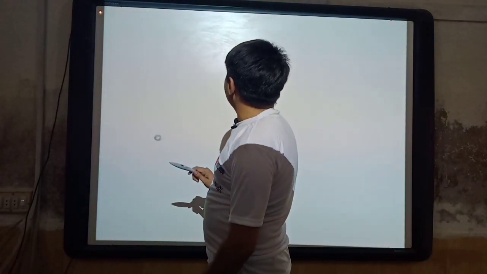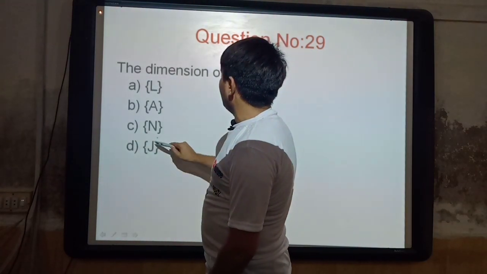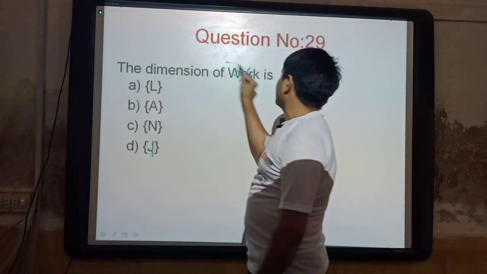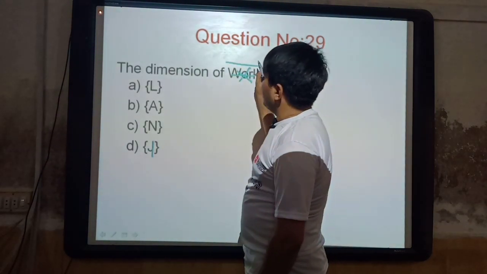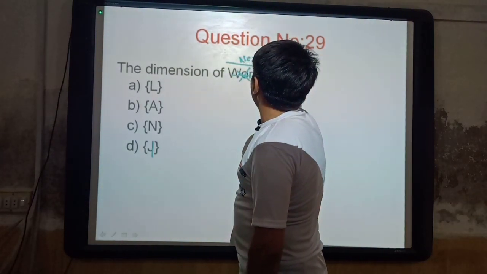Another question for you. Question number 29. Dimension of work. Here is a mistake in the MCQs. Here is the dimension of number of moles.